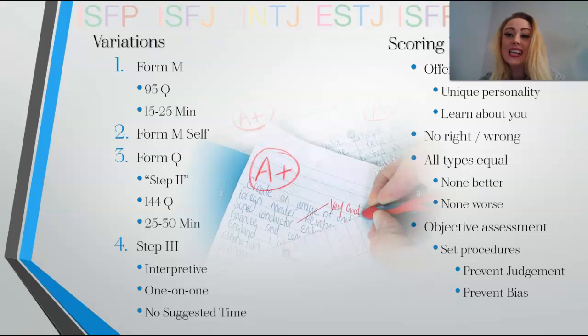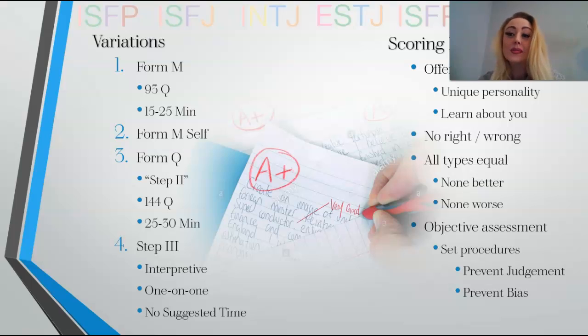Step 3 contains 222 items. This interpretive report is written directly to the test taker using non-typed language. Step 3 is designed as a one-on-one session with a trained professional to help address self-confidence, difficulties, enjoyment, and more. Because of the personal counseling format, Step 3 does not provide testing times.